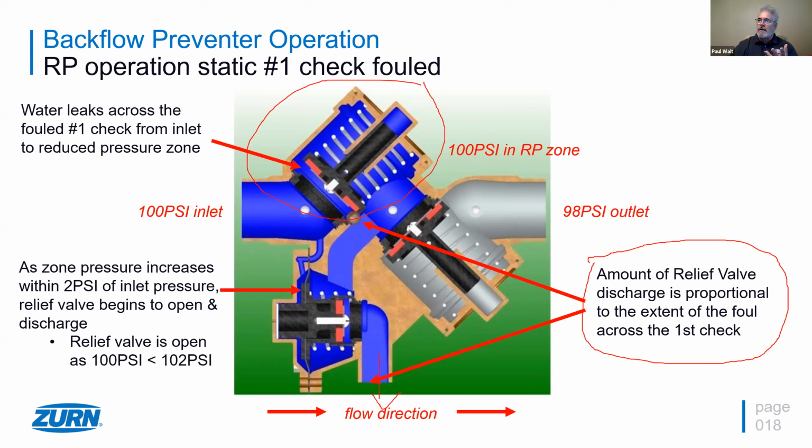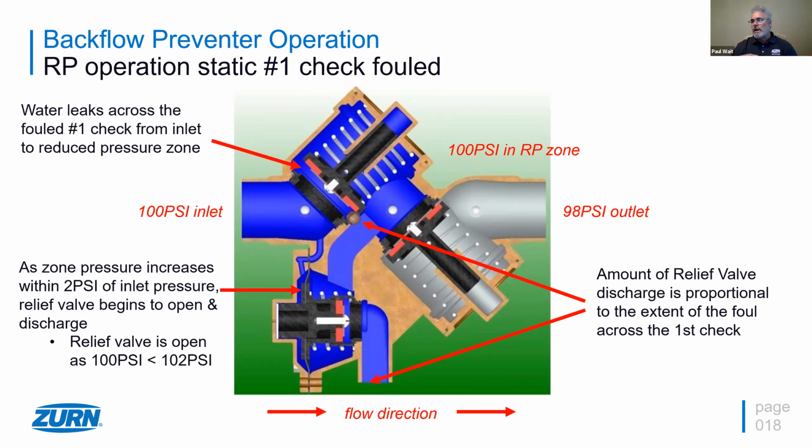If we got a foul on the number two check, there's water going to come out there as well. But in order for water to come out the relief valve on a foul number two check, you got to have some back pressure to push it through there. If the system is off and there's no back pressure downstream and the water's not flowing, there's a very low probability of any water coming out the relief valve through or across the number two check.